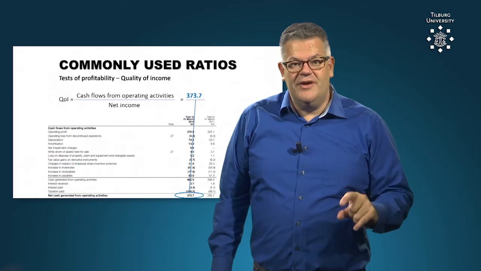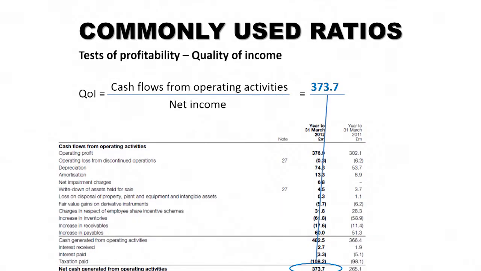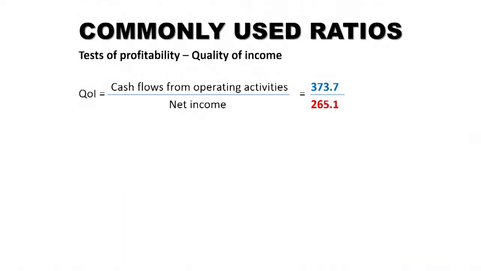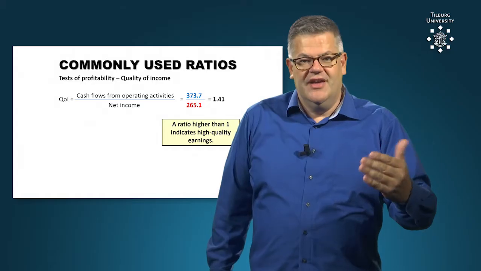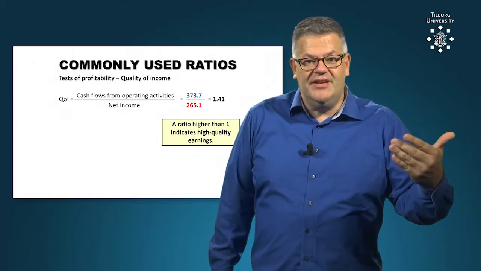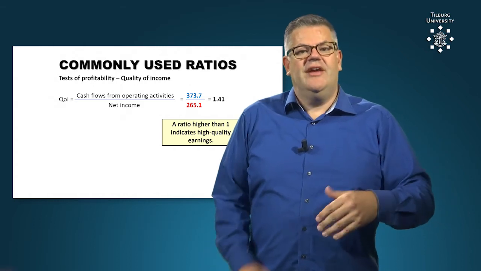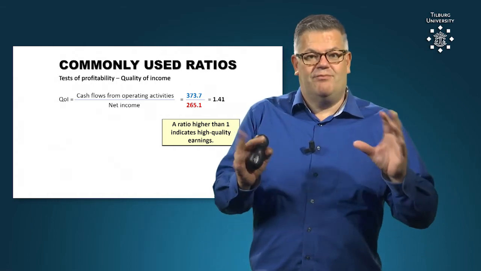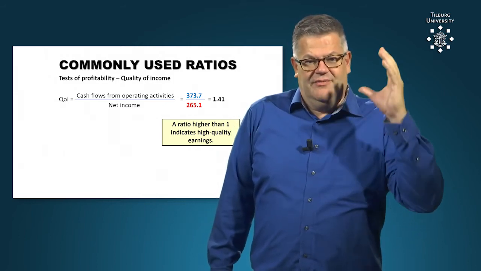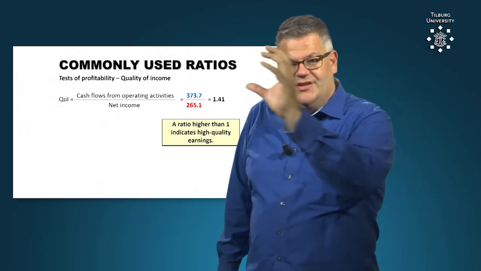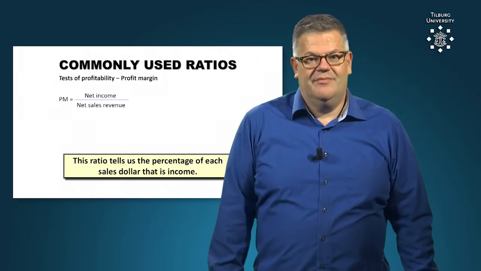The cash flow from operating activity was 373.7 divided by the net income 265.1. And this is 1.4. This is great, Burberry. A ratio higher than 1 indicates high quality earnings. This means that all those accounting measures are done extremely properly and promptly. So there is a slight difference between cash, that's 1, and net income.